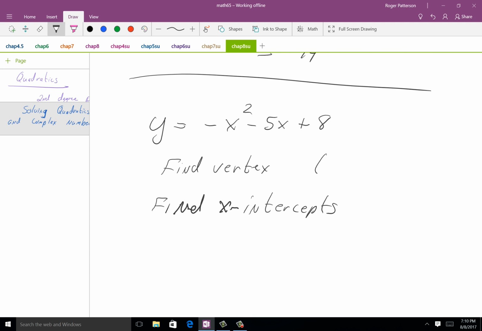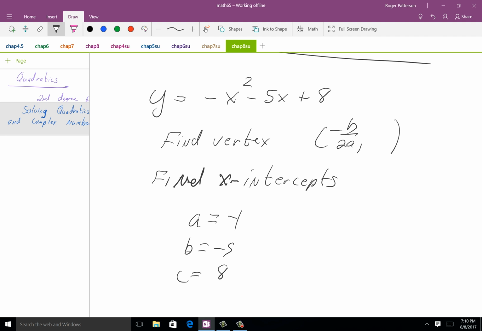Find the vertex. I use that negative b over 2a. A, B, C: negative 1, negative 5, 8. Okay, so let's go for it. So here we go. Find the vertex. Negative b, so that's going to be a 5. 2 times a, that's going to be 2. That's a negative, so it's going to make that negative. Okay, there's my x coordinate of the vertex. Take the opposite of b, it's negative 5, so put a 5. A is a negative 1, so I take 2 times that, I get negative 2.